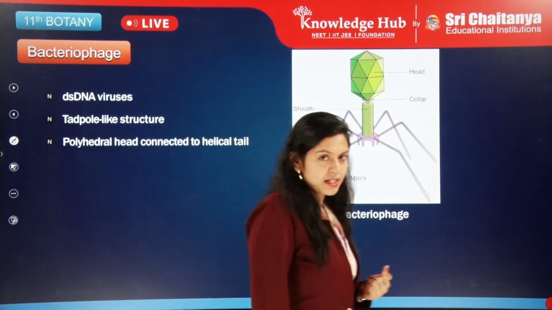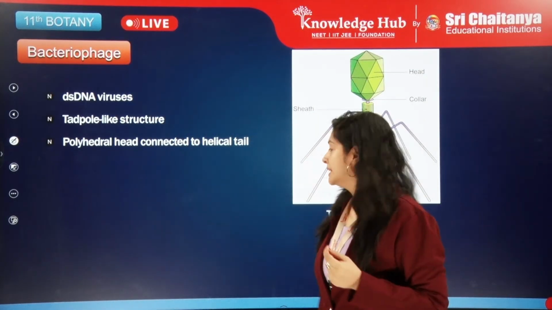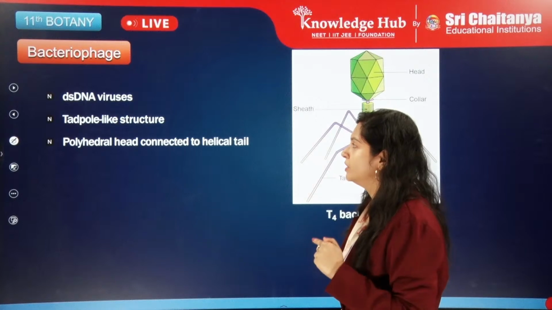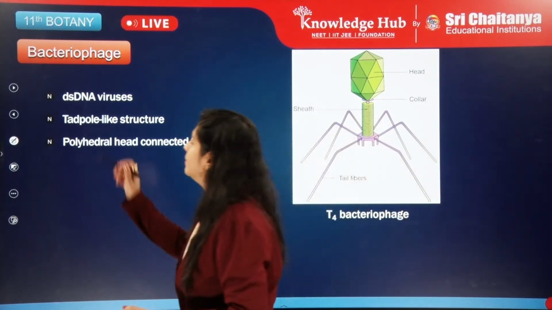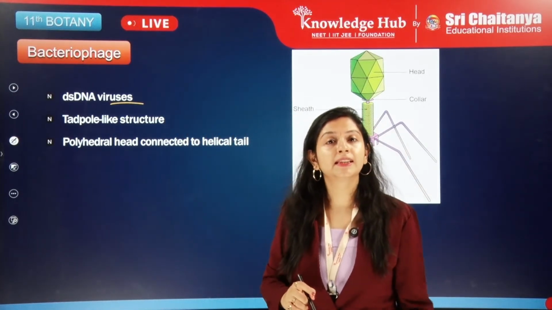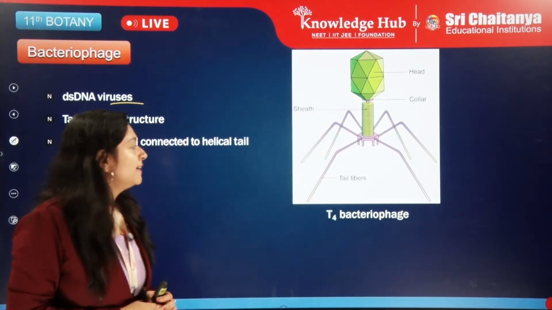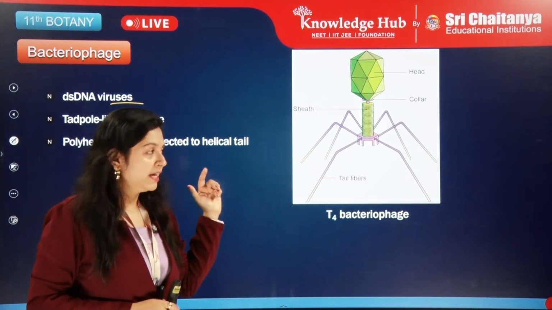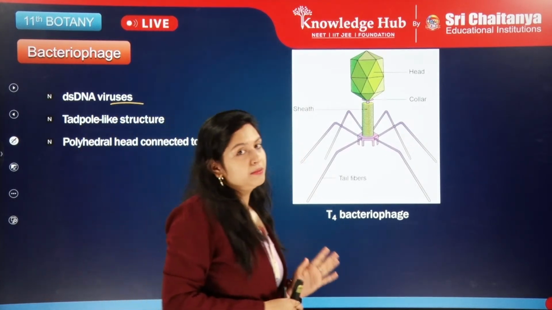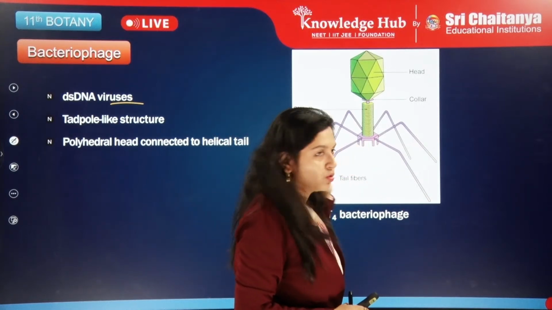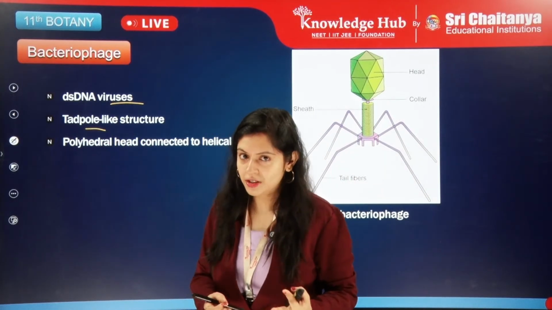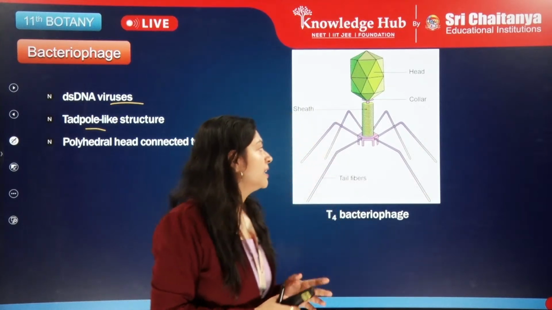Let's come to the next type. This is the T4 bacteriophage. Now, T4 bacteriophage is a double-stranded DNA virus, right? The next thing is this structure. If you look at this, it has the prongs, and it has this sheath. The prongs look like tail fibers, the pin and the prongs like this. So this gives you an appearance like that of a tadpole, the frog before the structure.